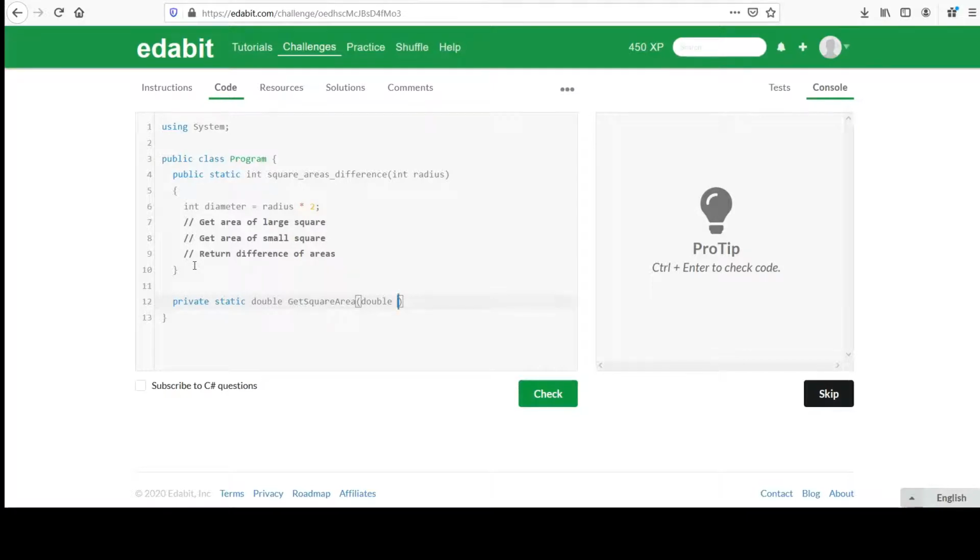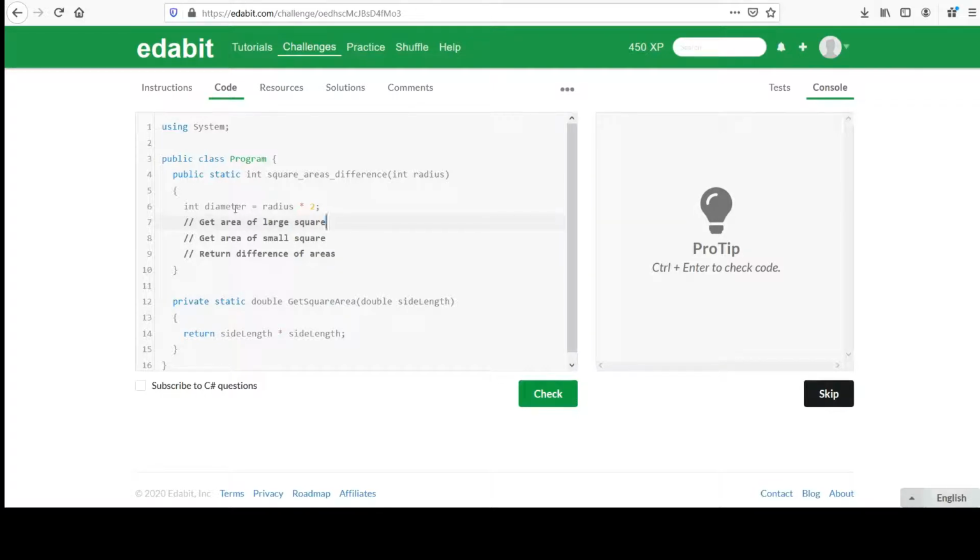So double get square area, let's call it side length. And this is pretty easy, right? Return side length times side length. Okay, so now we've got something to get the area of a square. So then basically both of these concepts can use that same method. They'll be different in what they pass as a parameter.